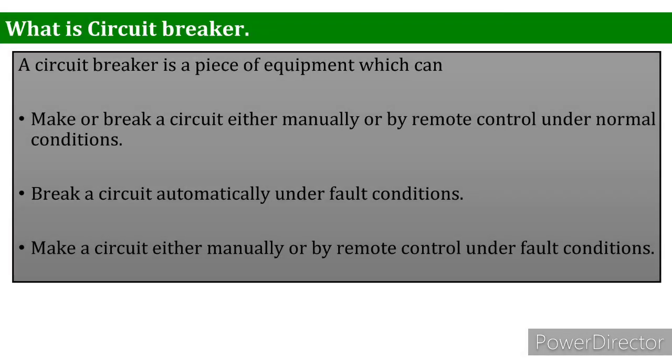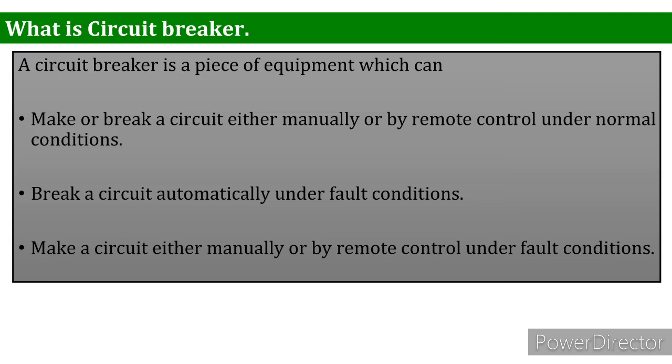So we have a simple question: what is a circuit breaker? How can we define that this equipment we have is a circuit breaker? What traits does it possess? We can say that a circuit breaker is a piece of equipment which can, number one, make or break a circuit either manually or by remote control under normal conditions.